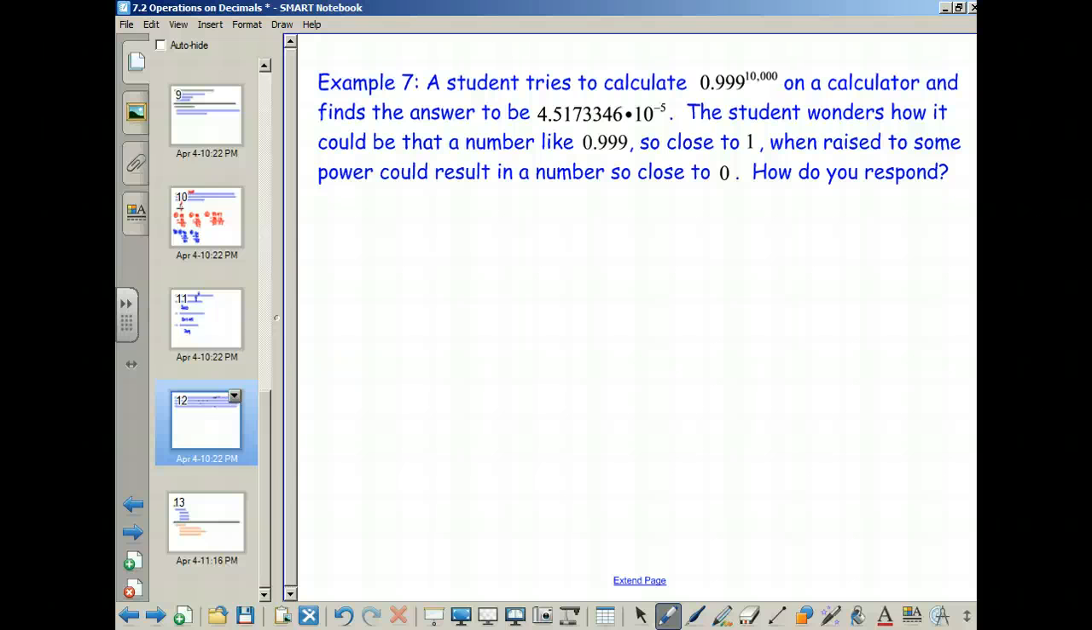The student wonders how it could be that a number like 0.999, so close to 1, you practically got the number 1 there, when raised to some power, results in a number so close to 0. How do you respond? Any thoughts?